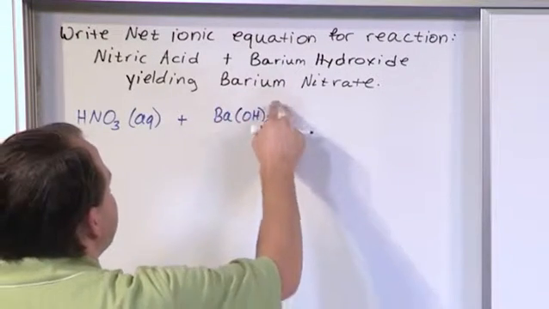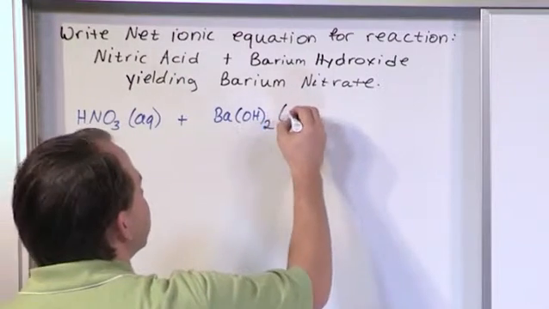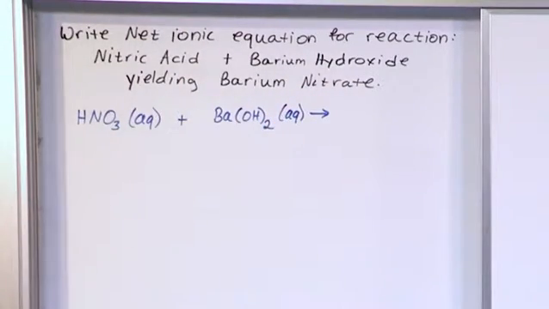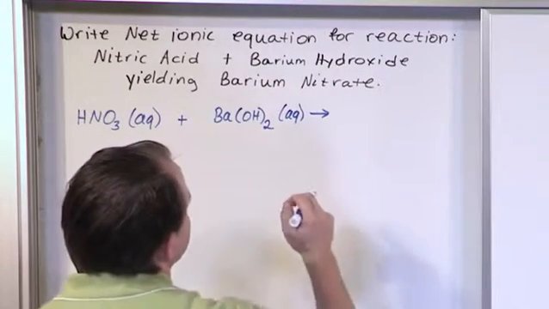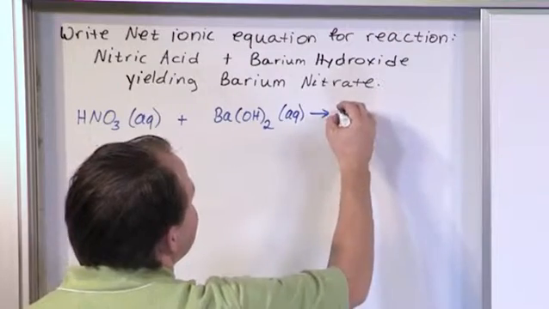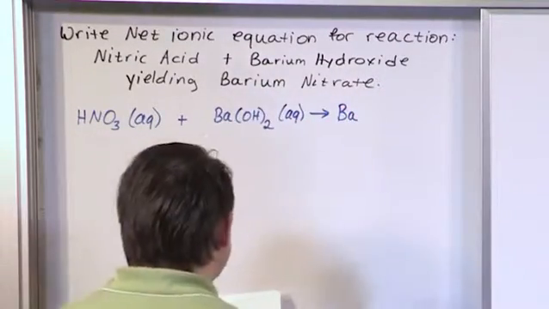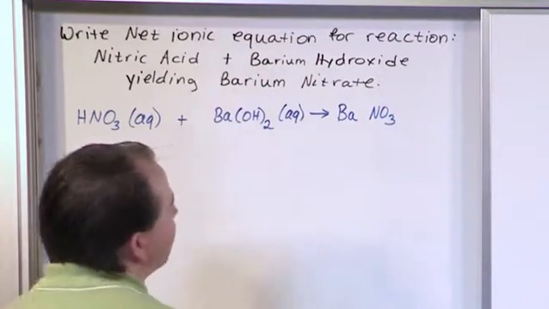So +2 going off like the crisscross rule that we have. And this is aqueous solution. And it yields barium nitrate is what we're saying. So again, you may not know exactly what that is off the top of your head, but you should know that it has barium in it because it has barium written there. And you know what the nitrate ion is, that's NO3. Right? That's a nitrate ion.